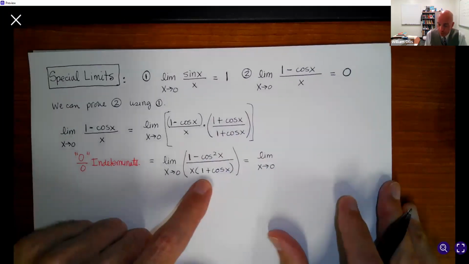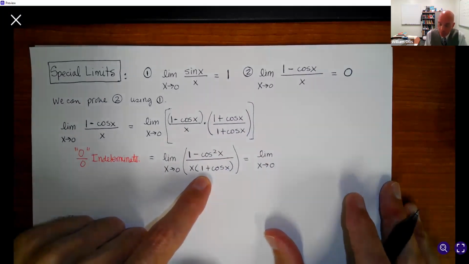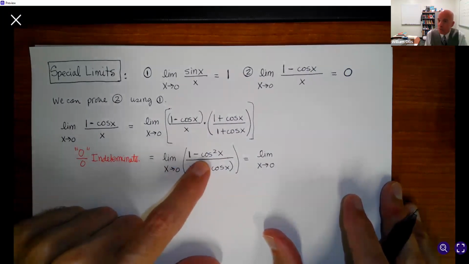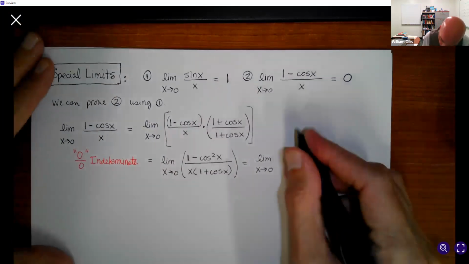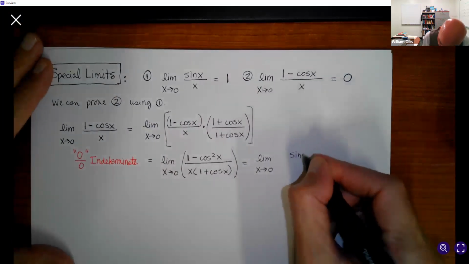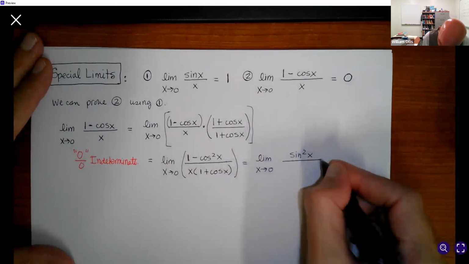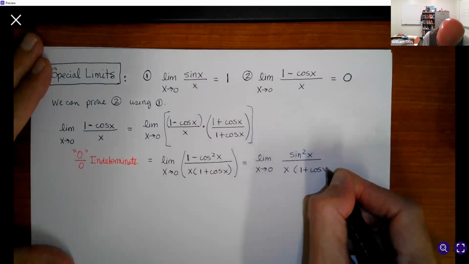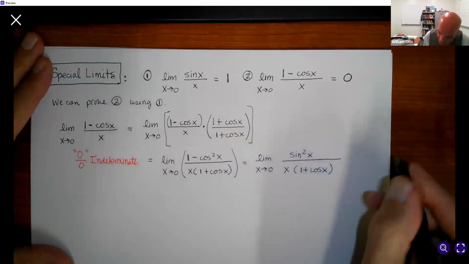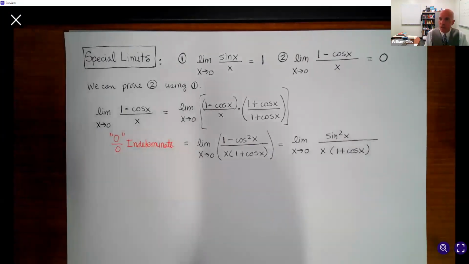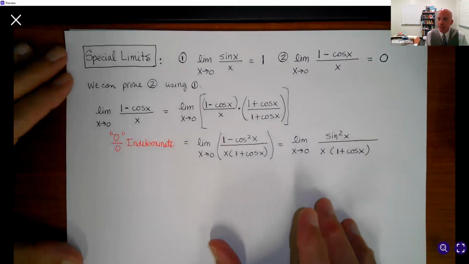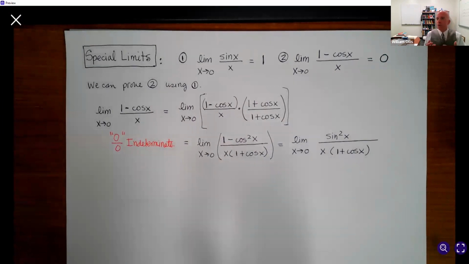Okay, we're still in trouble. We didn't improve anything, but now, of course, when we look at this, 1 minus cosine squared defines the square of the sine. So we get sine squared x divided by x times 1 plus cosine x. This is what I'm talking about, utilizing what you know within the construct of the limit theory to move problems forward.